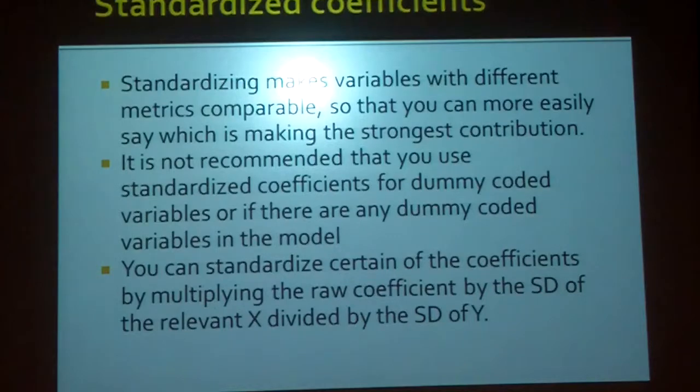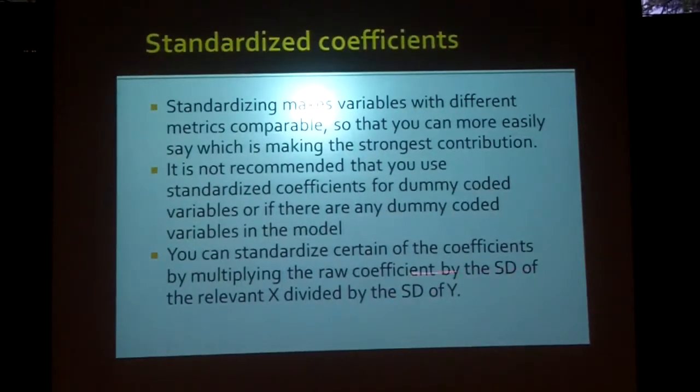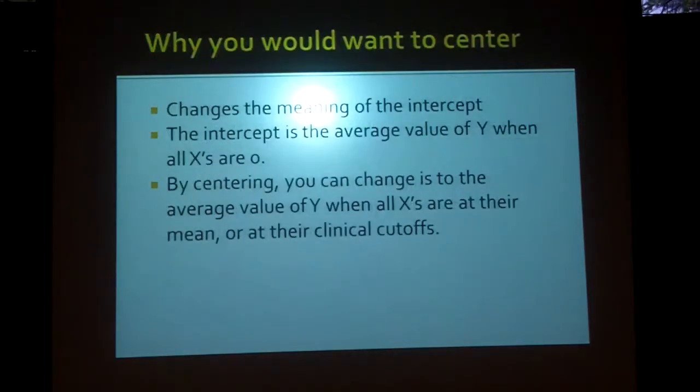Okay, so if you did do it the raw score way and you want to turn certain of the coefficients into standardized beta weights separately, you can do it very easily by just multiplying the raw coefficient, the regular B weight, by the standard deviation of the relevant X divided by the standard deviation of Y. It's really easy. So you can individually do that. This is apparently one of the top mistakes we make according to the statisticians who critique us all the time.